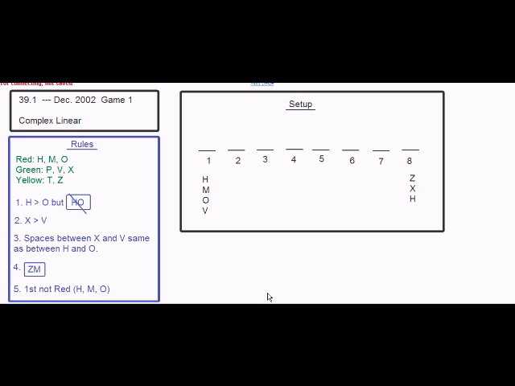So we go to the next rule, that X has to be before V. And again, let's just make sure that they're not right next to each other. And indeed, whatever number of spaces was between H and O, let's make sure that X and V have that number of spaces between them as well.